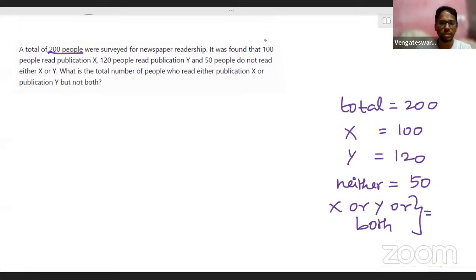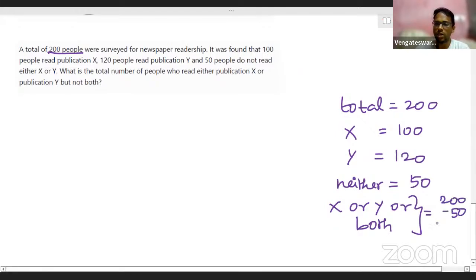Exactly. How many people will be there? See, out of 200 people, if there are 50 people who neither read X nor read Y, that means how many of them are going for any one of them or both? That's my question. It's simple, right? From 200, you subtract this 50, you will get 150. There are 150 readers who read at least any one of those papers. That's the point.